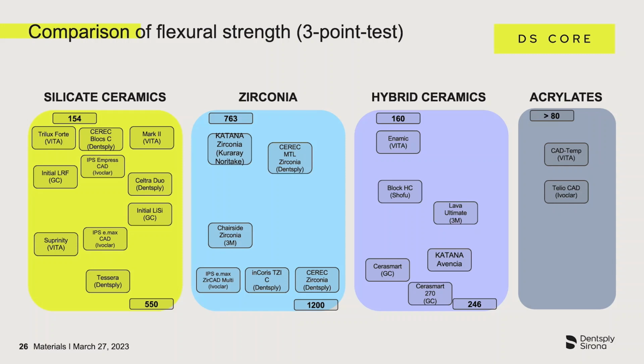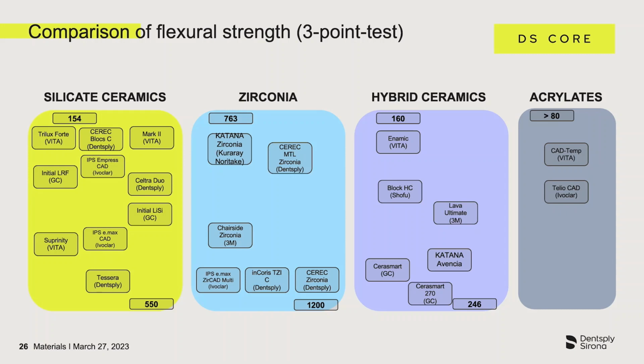In the group of zirconias, we consider only the polycrystalline zirconias. These are, on the one hand, the conventional colored opaque zirconias, and on the other hand, the newer translucent speed-sintered zirconias. The opaque zirconias, inCoris TZI and CEREC Zirconia from Dentsply Sirona and the Emax ZirCAD Multi from Ivoclar, have approximately the same flexural strength in the 3-point test of over 900 megapascals.